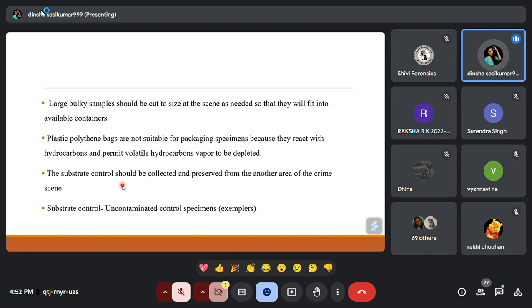And the other point that we have to consider here is to collect the control material, that is the exemplars. The uncontaminated control specimens also should be collected from the crime scene or from an area in the vicinity of the crime scene.